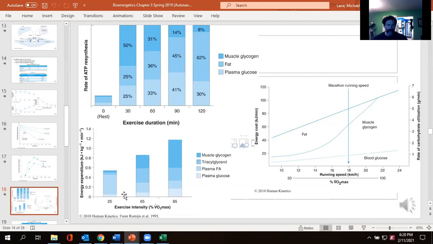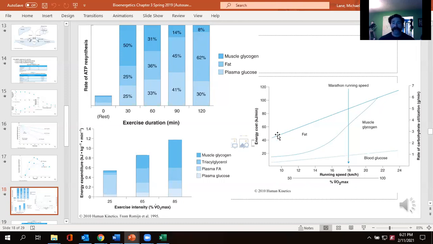Now, with exercise intensity, notice, guys, from going at super low intensity, we rely mostly on our plasma fatty acids. And then as you see our intensity ramp up, muscle glycogen's contribution goes way up, plasma glucose goes up a little bit, and notice the plasma fatty acids actually go down, because we're just not able to take it up at that fast of a rate.